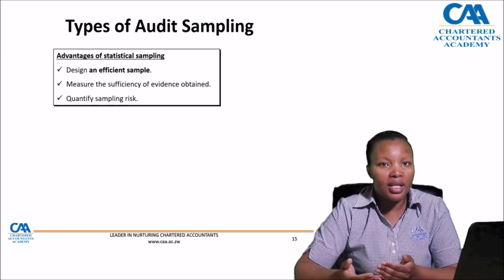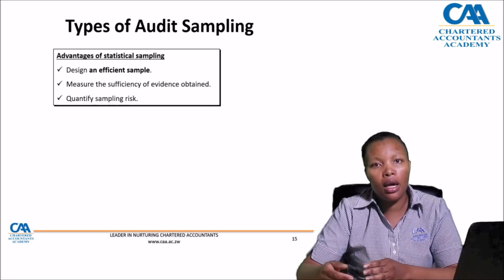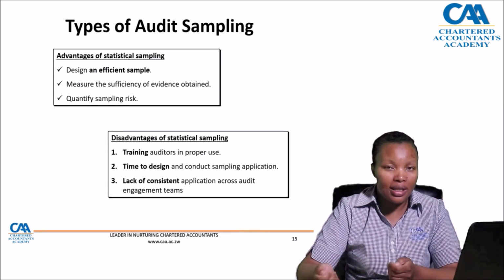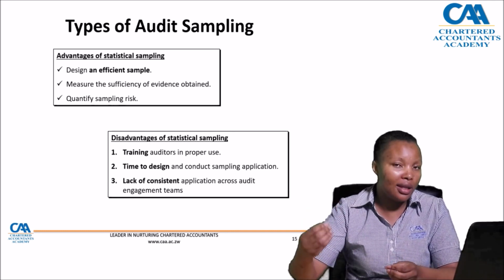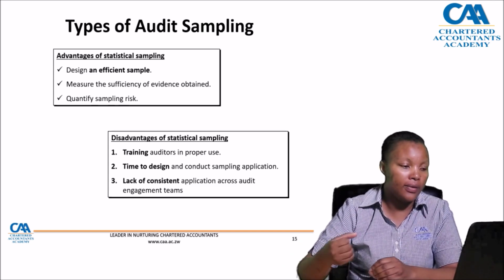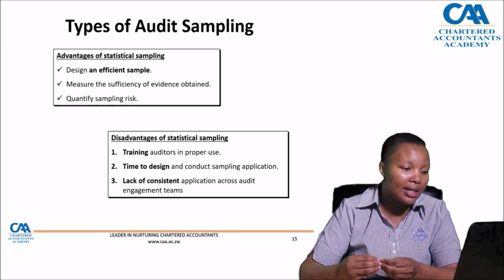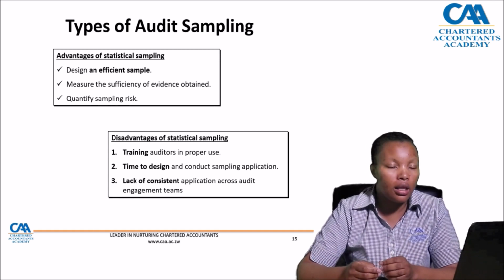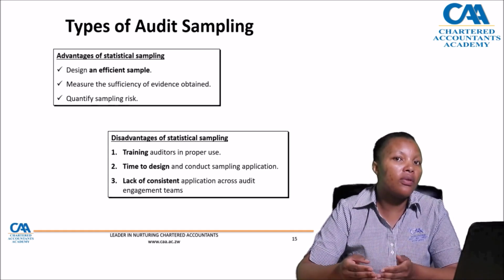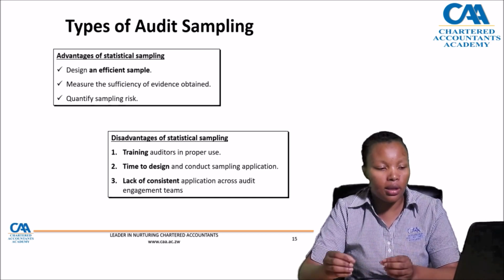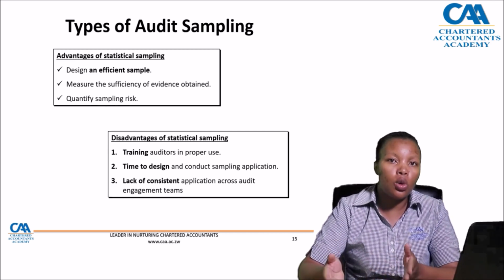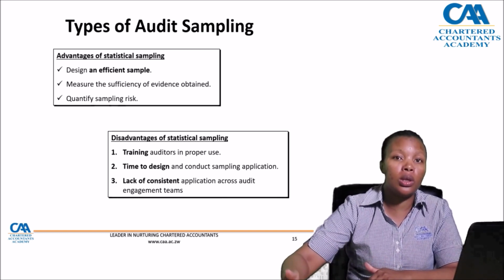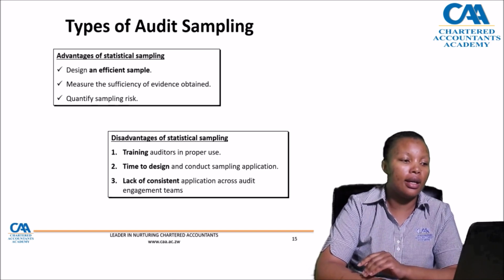So you find that sometimes training auditors in the proper use of sampling might not be done effectively, or it might be a bit difficult to do that. So that's a disadvantage of using statistical sampling, because if people are not trained, they will think that they're using statistical sampling when they're not using it effectively. As well as the time that you need to design and conduct the sampling application might actually be longer than for non-statistical sampling. And sometimes there is lack of consistency within the engagement teams or across the audit engagement teams. Then it means that there is no consistency, and you cannot really rely on the sampling that has been done from audit to audit. So that also sometimes is seen as a disadvantage.